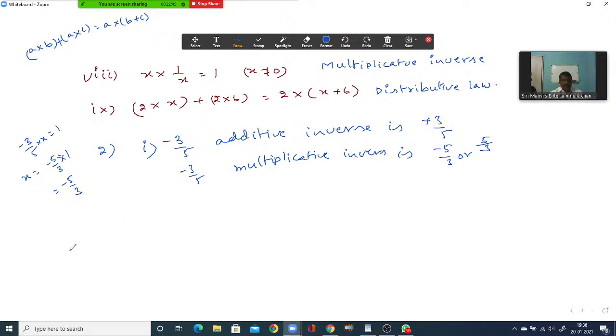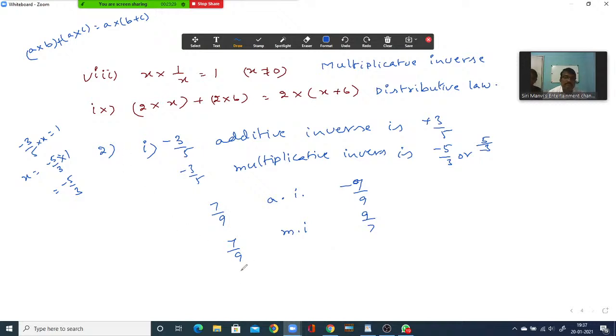Just like that, what is the additive inverse of 1? Minus 1. What is the multiplicative inverse of 1? 1 only. What is the additive inverse of 0? There is no additive inverse of 0. What is the multiplicative inverse of 0? There is no multiplicative inverse for 0. What is the additive inverse of 7 by 9? It is minus 7 by 9. Next, the multiplicative inverse: we have to reverse it, so the numerator becomes the denominator and the denominator becomes the numerator. That's it.